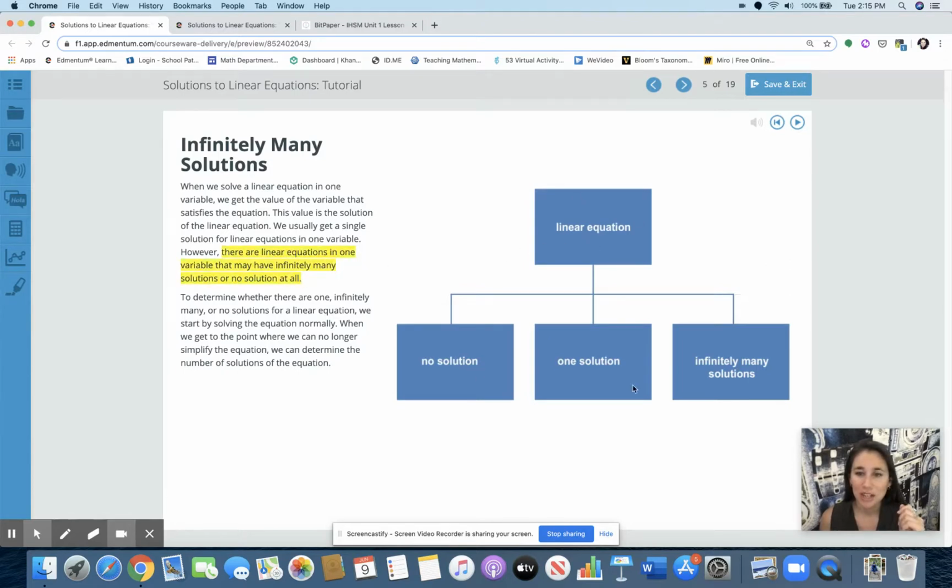So here we can have a diagram, and this is kind of what I would put in my notes, so I'd have to write less. We have linear equations, which we've been dealing with and solving. And usually when we solved it, we would have one solution, right? And that's pretty typical. But now we're going to see situations where there are no solution and infinitely many solutions, and how to determine that.